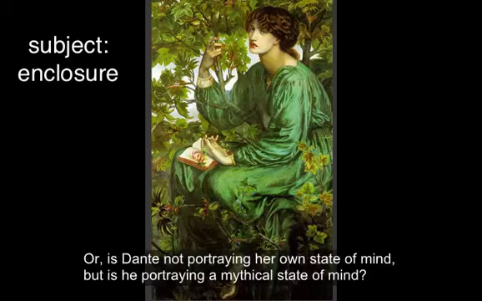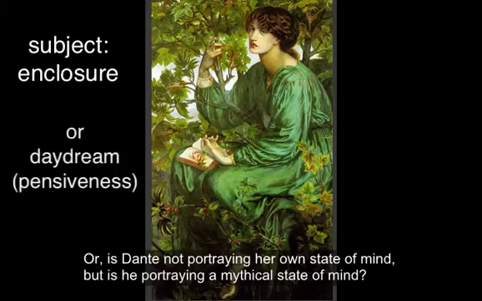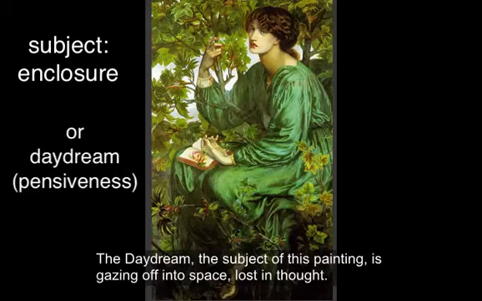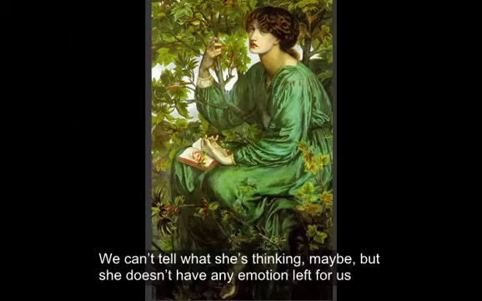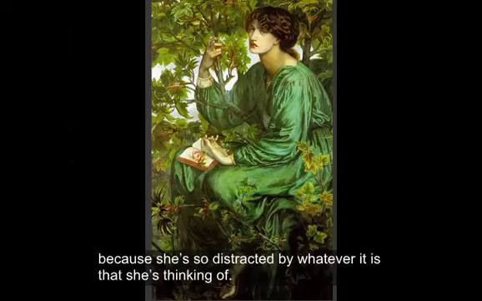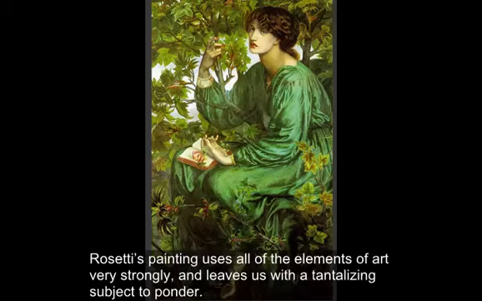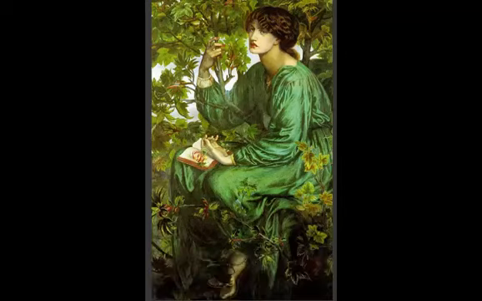Or is Dante not portraying her own state of mind, but is he portraying a mythical state of mind? The daydream. The subject of this painting is gazing off into space, lost in thought. We can't tell what she's thinking, maybe. But she doesn't have any emotion left for us because she's so distracted by whatever it is that she's thinking of. Rossetti's painting uses all the elements of art very strongly and leaves us with a tantalizing subject to ponder.